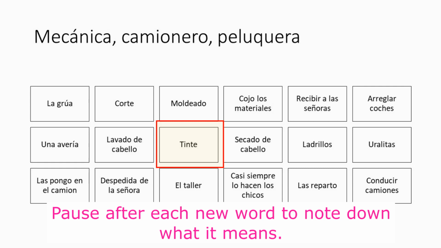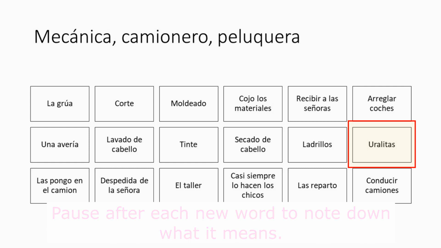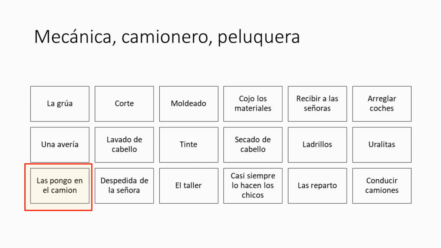Cabello. Tinte is, well, it actually means ink, but also it means dye, so hair dye. Secado de cabello, drying the hair. Ladrillos are bricks. Uralitas, are roofing tiles, or, you know, sometimes that roofing material. Las pongo en el camión. Isn't pongo the loveliest word? I put them in the wagon, in the lorry. Despedida is goodbye. Despedida.